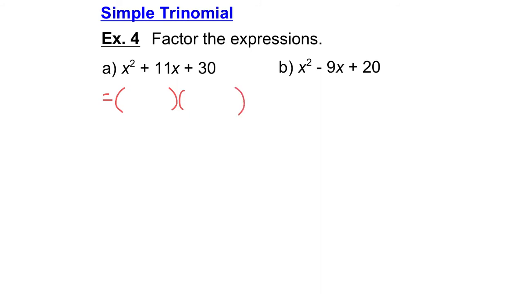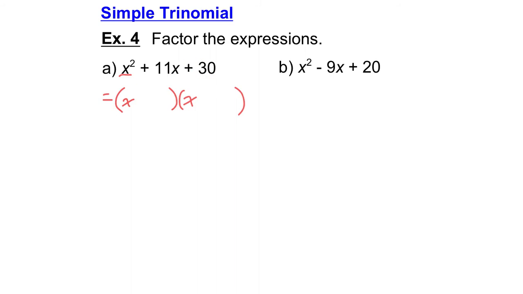Now I know that when I multiply out my factors, I'm going to end up with x squared. So I know that I'm going to have x times x. Now the tricky part is figuring out what two numbers go in the brackets with the x. Now the pattern is always that those two numbers have to add up to, in this case, 11, but they have to multiply to 30.